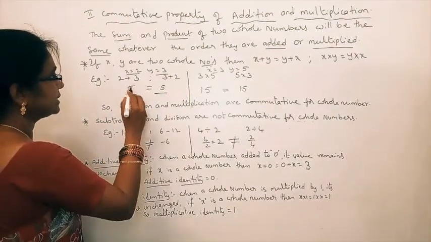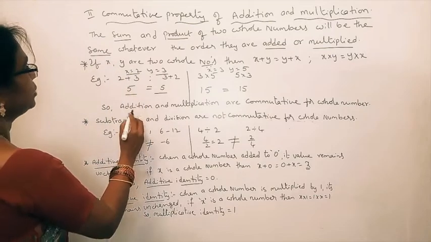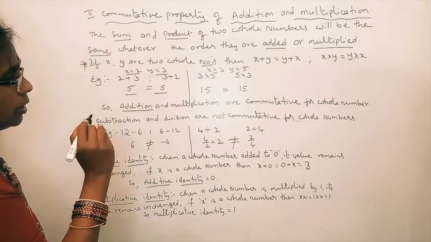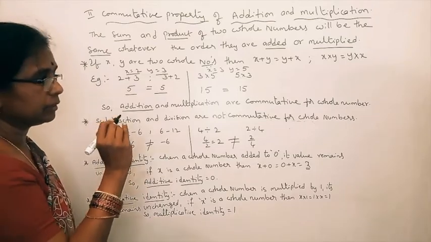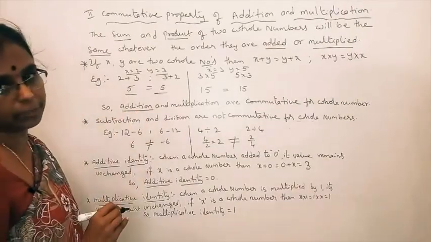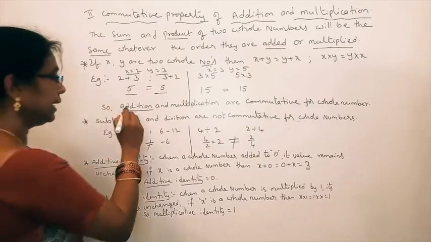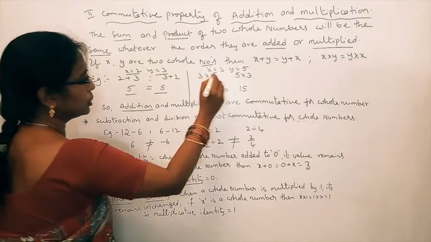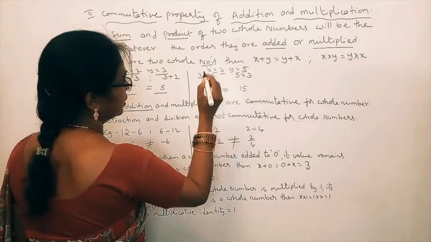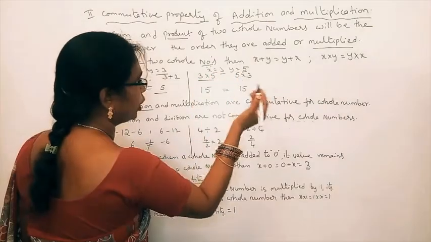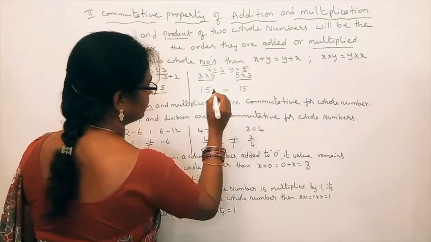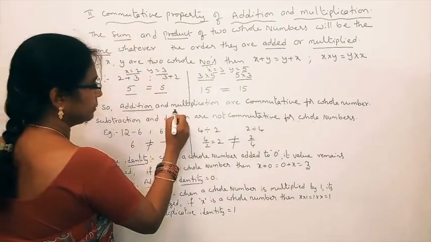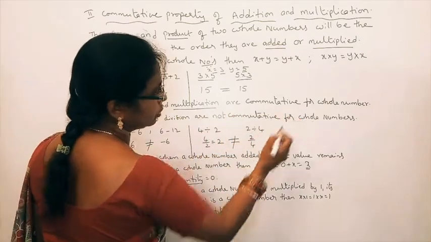Then we can say whole numbers are commutative under addition. Next, multiplication. Suppose two whole numbers 3 and 5. 3 fives are 15. Again, change the order: 5 threes are also 15. Then their products are equal. So addition and multiplication are commutative for whole numbers.